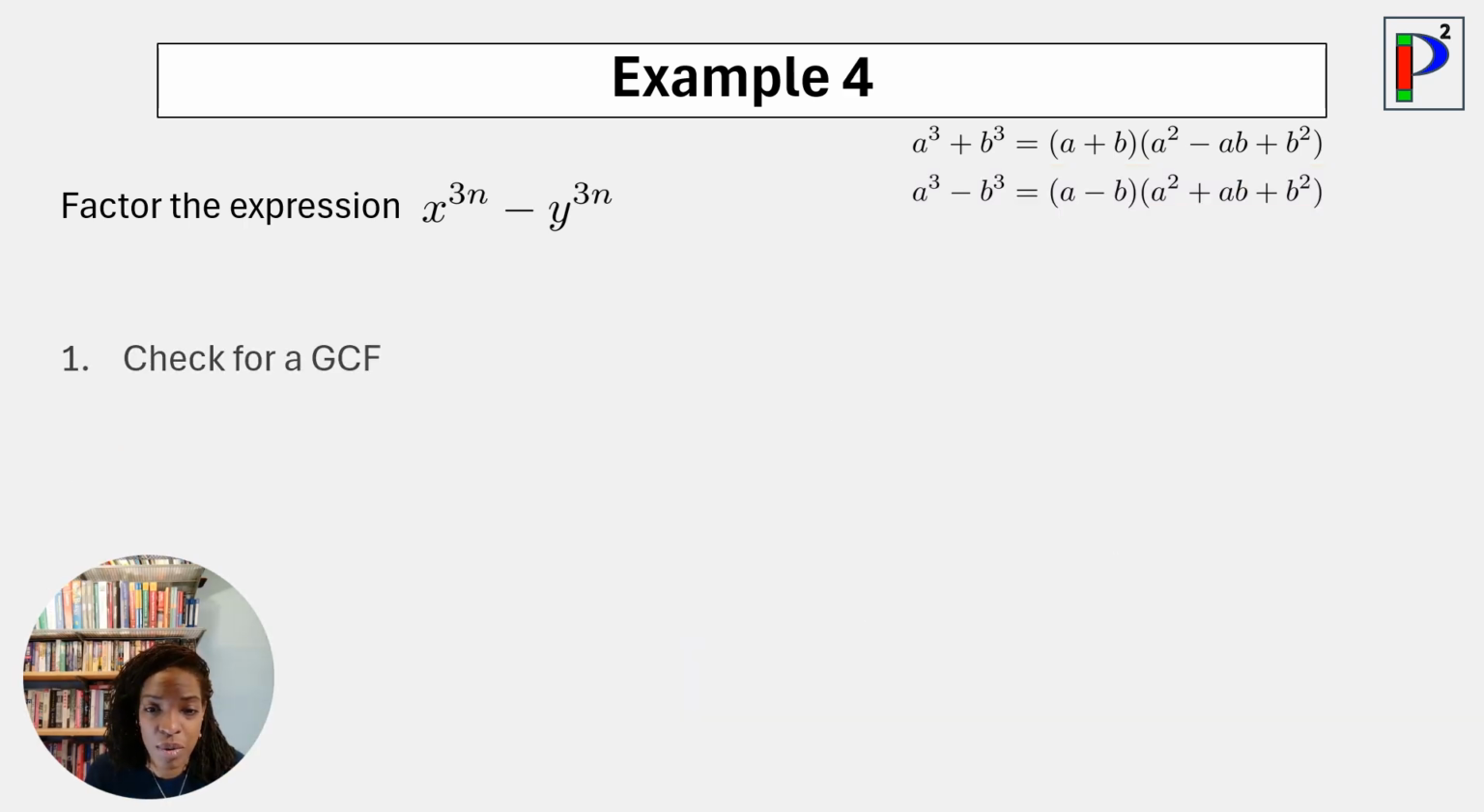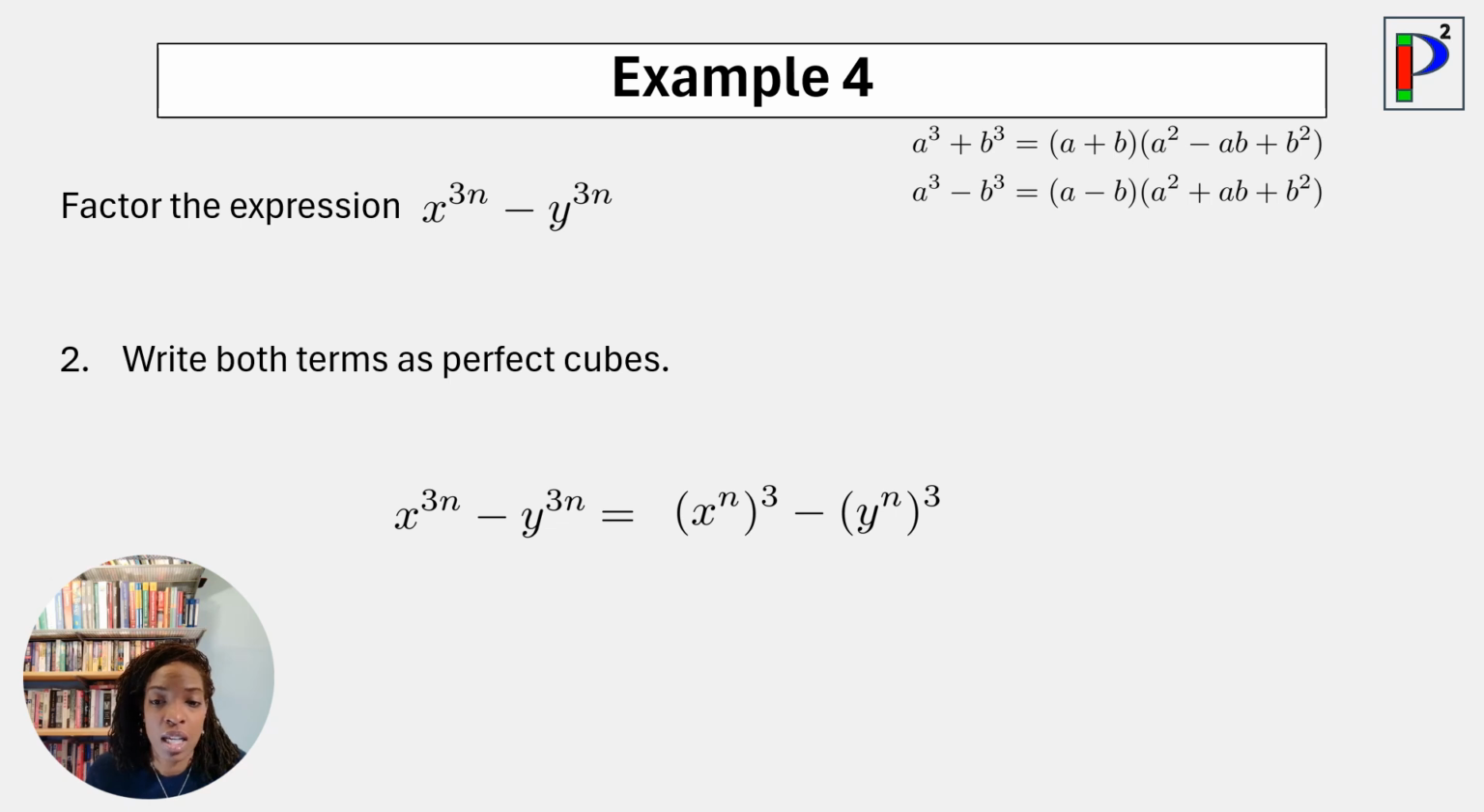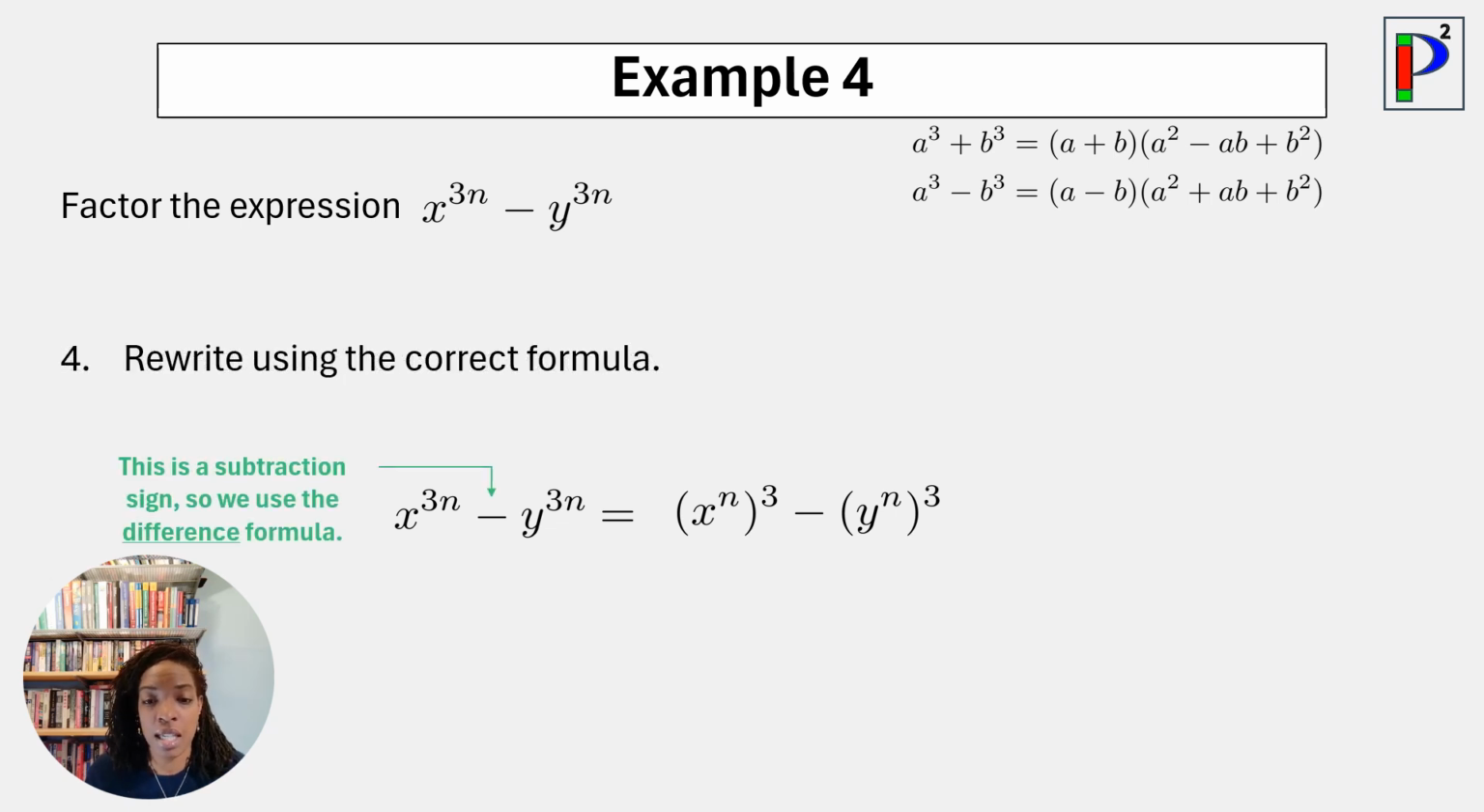Factor x to the 3n minus y to the 3n. I know this looks scary. Let's just follow our steps. I don't have a GCF, so I'll check my requirements. It is a binomial, it is a difference, and it can be written as two cubes. So let's get started. I'm just going to rewrite it, and then I choose my formula. It's difference, so I'm using my second formula, and I just drop my terms in.